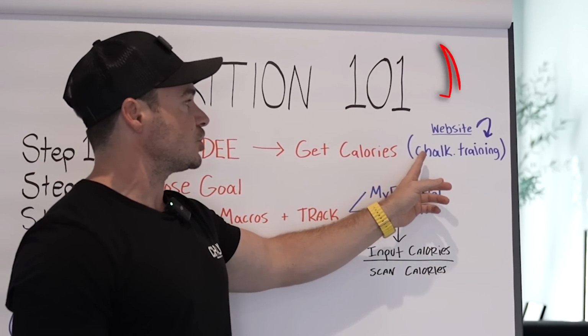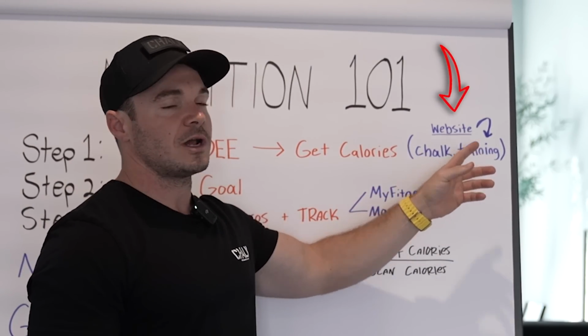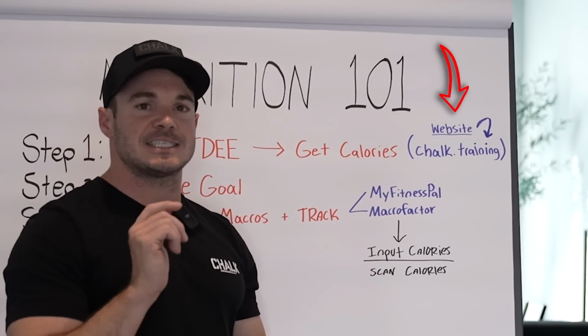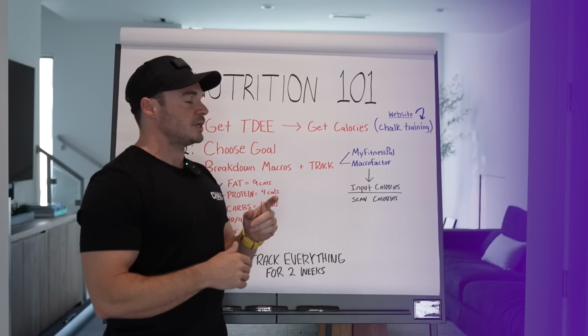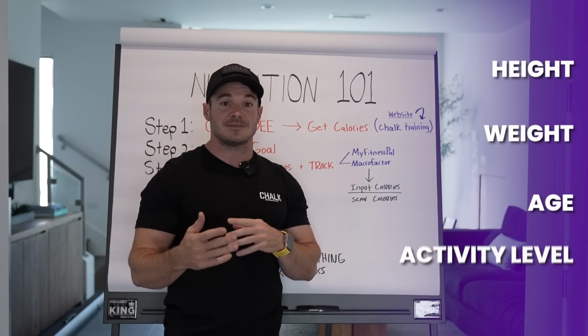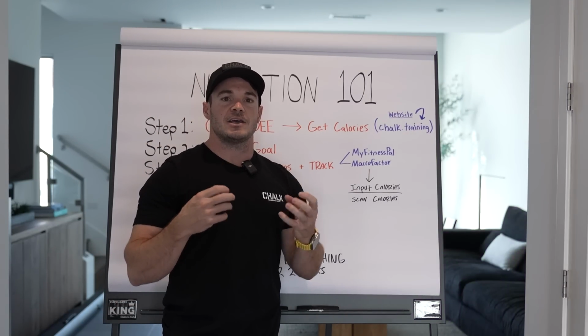And what you're gonna do is go to chalk.training. So go to the URL address, and then when you go there, just click standard calculator. And then what you're gonna do is put in your height, your weight, your age, your activity level, all these different things, and then you're gonna get your calories.